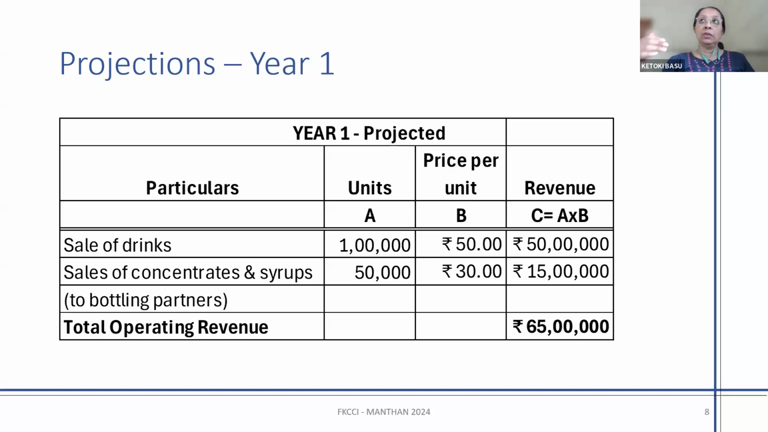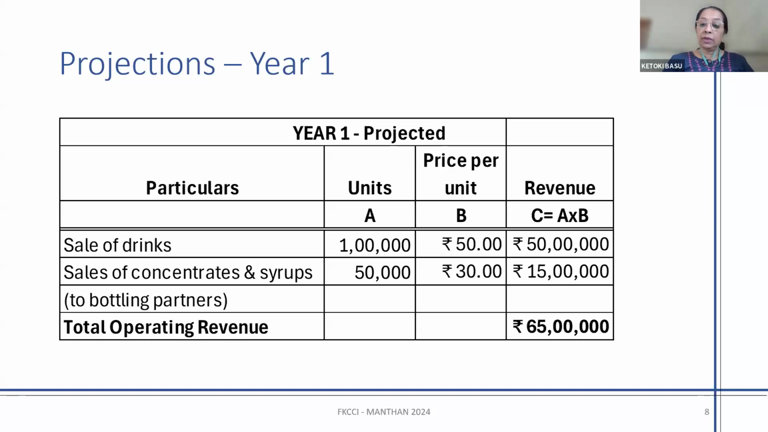Now, by unit, I've deliberately taken it as a unit because when you tailor this to your own business, this unit could be anything else. For instance, in case of drinks, I could call this unit a bottle, or in terms of milliliters, or in terms of liters. That is something to be defined. But for simplicity, I just take it as units. And so from the sale of drinks, you expect an income of about 50 lakhs in year one.